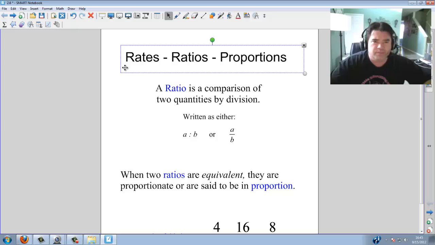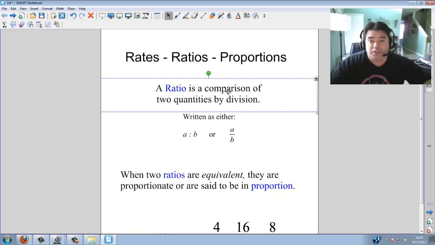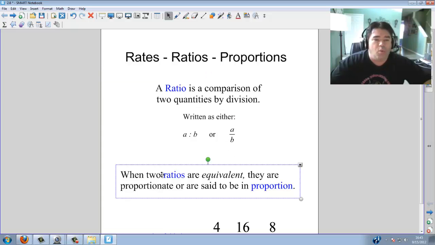Here we go. So we have rates, ratios, and proportions. A ratio, if you remember, is just a comparison of two quantities by division. So A to B, or A divided by B, that's all a ratio means. We're comparing one thing divided by another. When two ratios are equivalent, they are proportionate, or are said to be in proportion.